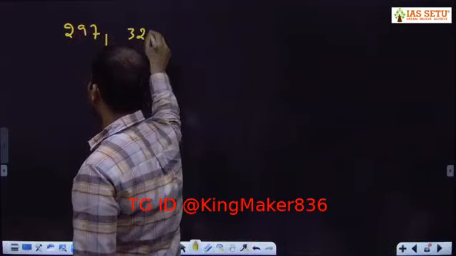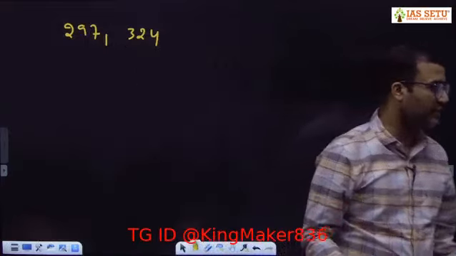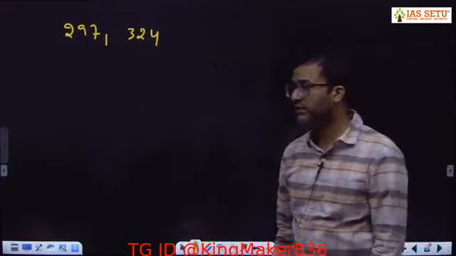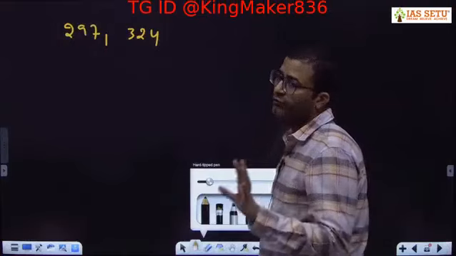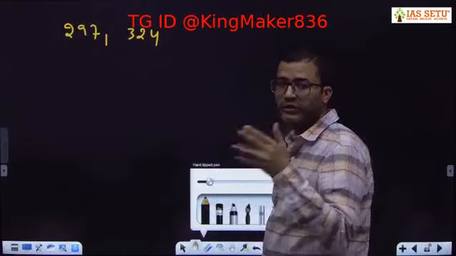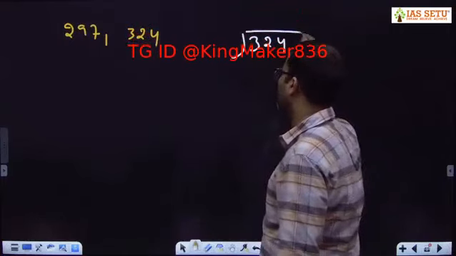It is asked, what is the HCF of 297 and 324? And this division method is really good for bigger numbers. For 3-digit, 4-digit numbers, use the division method. You divide the larger number by the smaller.